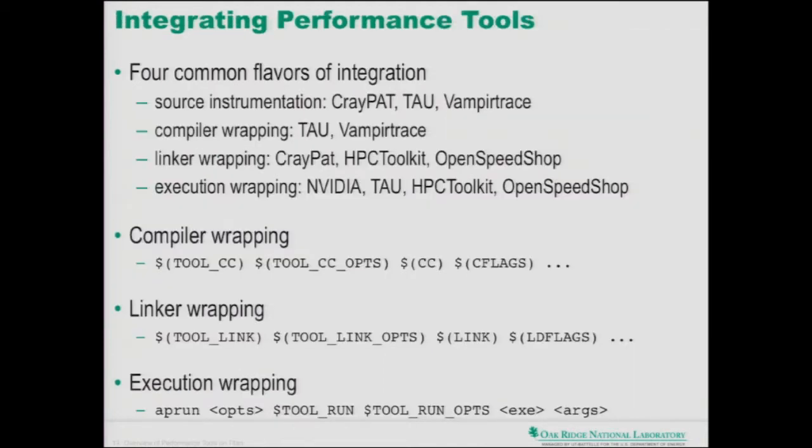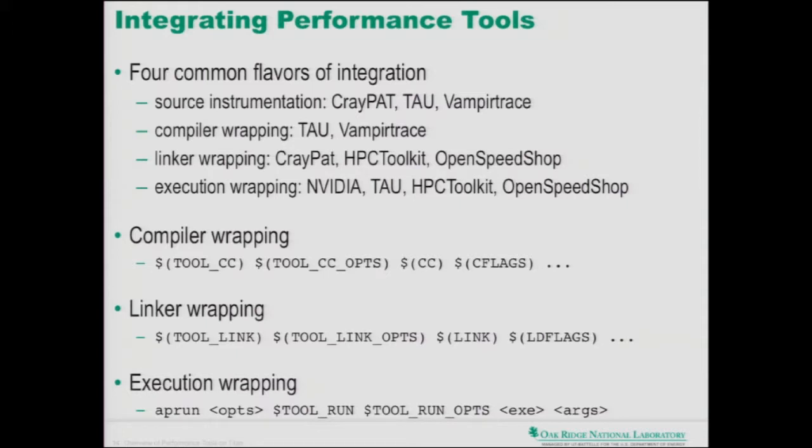So in general, on Titan, there's basically four ways you integrate performance tools. You can do source instrumentation. This is putting in explicit start and stop calls in your code to say, this is what I want to measure. Then TAU and VampirTrace support compiler wrapping. Linker wrapping is used by CrayPat, HPCToolkit, and Open|SpeedShop. And then execution wrapping, where you're just putting something in front of your executable on the aprun line, is supported by NVIDIA, TAU, HPCToolkit, and Open|SpeedShop.